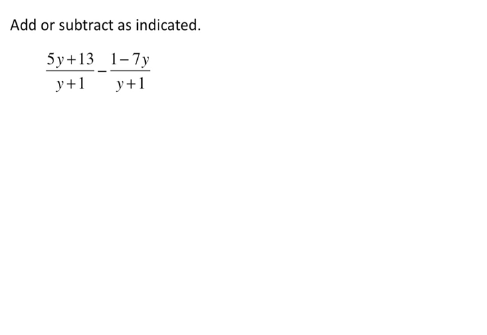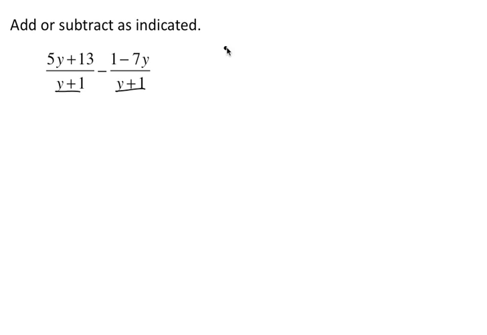If we don't have a common denominator, then we have to follow the steps for finding the least common denominator, and then rewrite the fractions with the same denominator so that we can come up with the answer. So in this case, if we look, our denominators are the same.